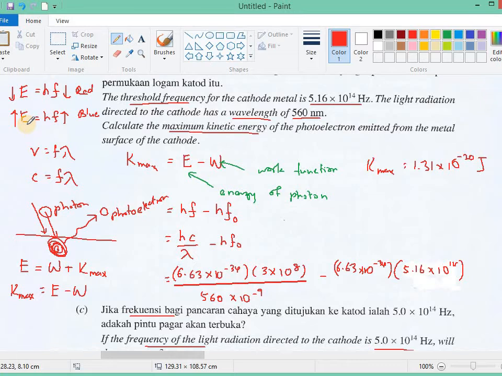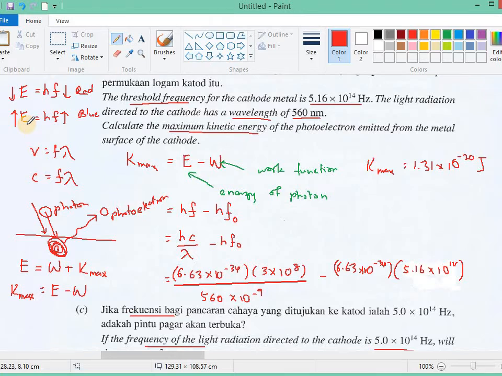For example, the photon of radio wave carries the least amount of energy because the frequency of radio wave is very low. Microwave has higher frequency than radio wave, so the photon of microwave will have higher energy. Photon of infrared has higher energy than microwave. Photon of visible light has higher energy than infrared.